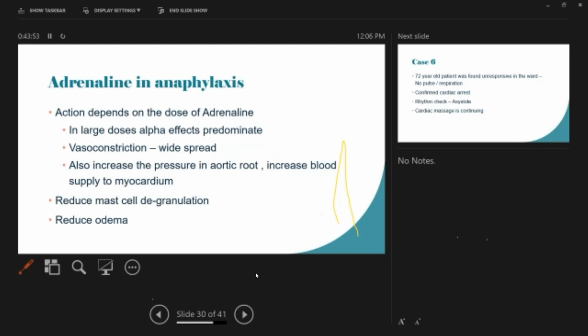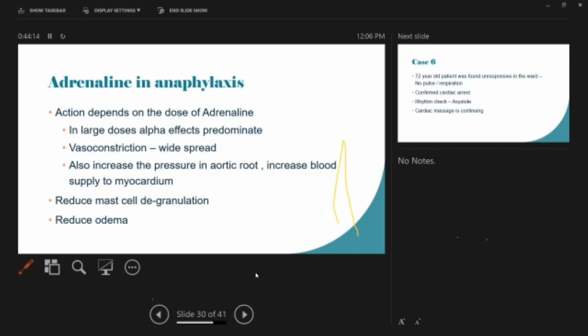In addition, it has other advantages, like it reduces mast cell degranulation and reduces edema as well. And in addition to that, it increases the pressure in the aortic root as well, because it's a very potent vasoconstrictor now, because you are giving it in a very high dose, and it increases the blood supply to the myocardium.